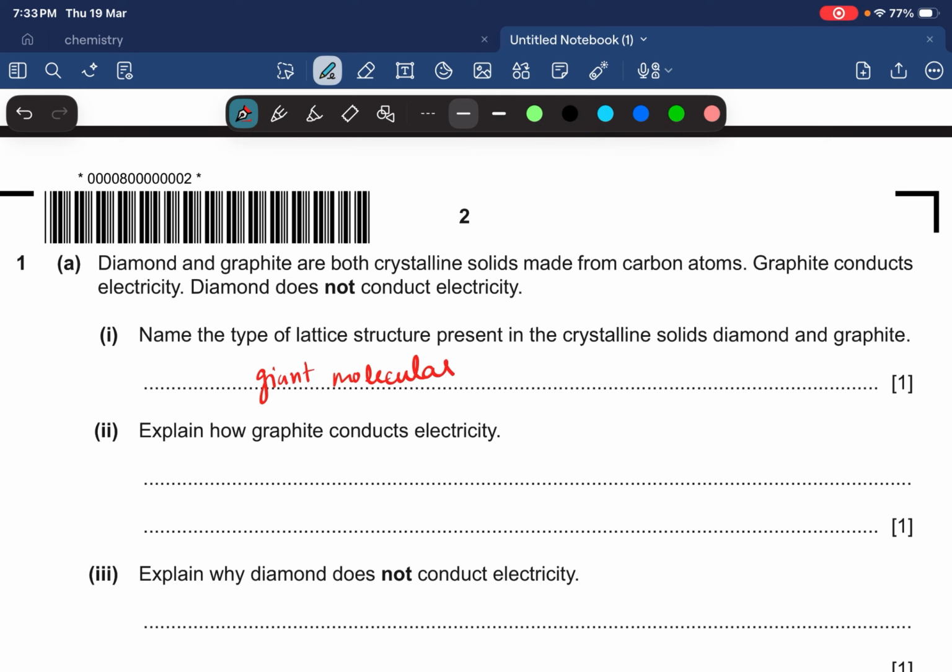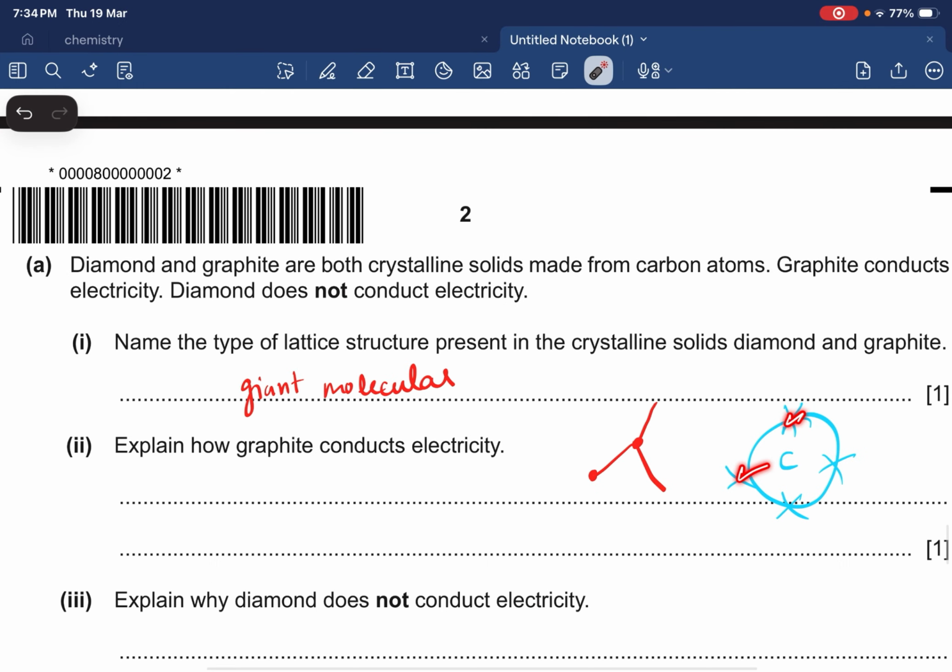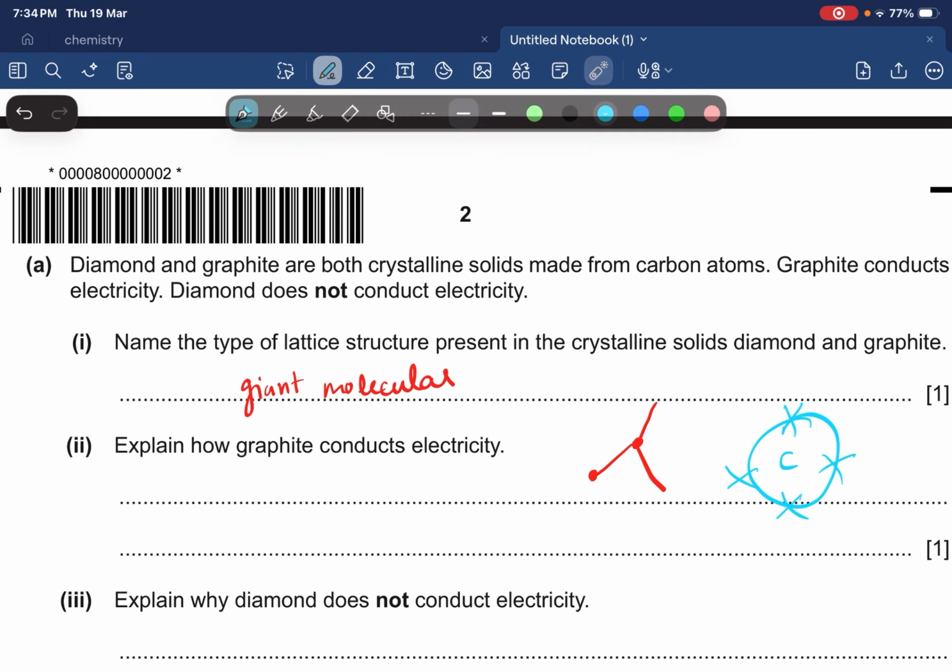Explain how graphite conducts electricity. There's no rocket science in it. Each carbon atom is connected to 3 other carbon atoms by covalent bonds. Carbon has 4 electrons in its valence shell. If this is a carbon atom, it's going to have 4 electrons, 1, 2, 3, and 4. In graphite, out of those 4, 3 electrons are involved in bonding. So the 4th unbonded delocalized electron can move through the layers of graphite to conduct electricity.